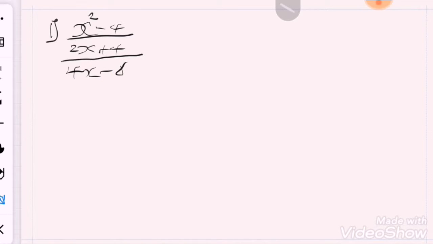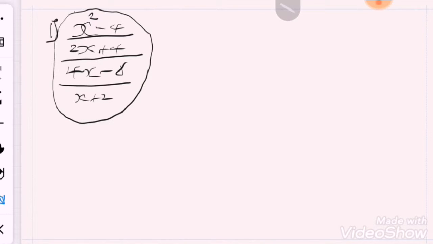So let's start with number one. Suppose we are given this question to simplify: x squared minus 4 all over 2x plus 4, then the general division, 4x minus 8 all over x plus 2. So actually we are given this question to simplify. All right, so how do we do this?